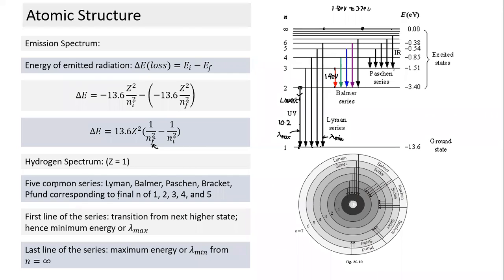Second thing we understand is what we call series in case of the hydrogen atom. Series is based on the final nf orbital, that is, which orbital it finally ends up in, the destination orbital. The first line corresponds to minimum energy, and the last line corresponds to maximum energy. Minimum energy is from the next higher orbital, maximum energy is from infinity to that orbital.